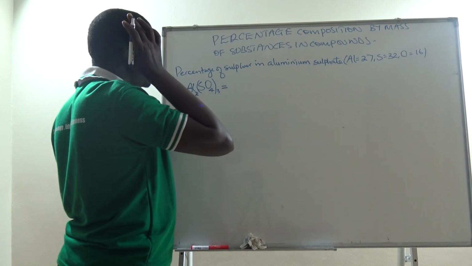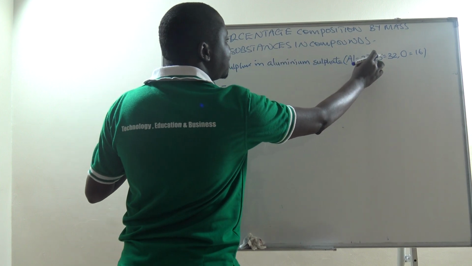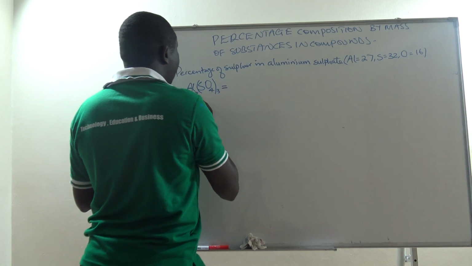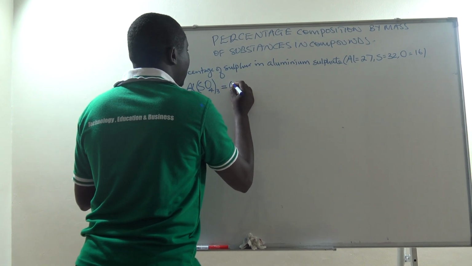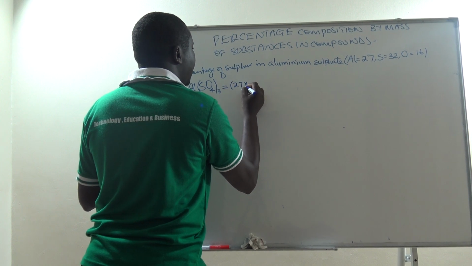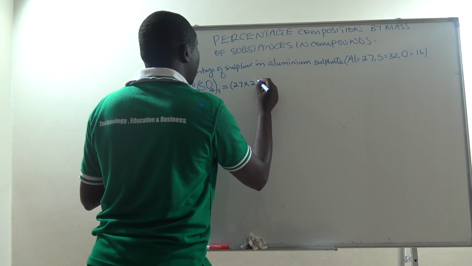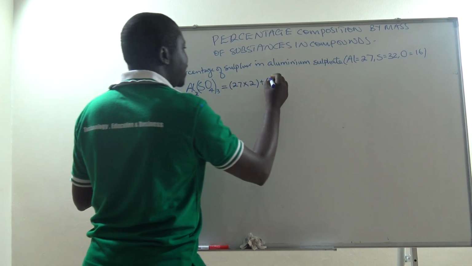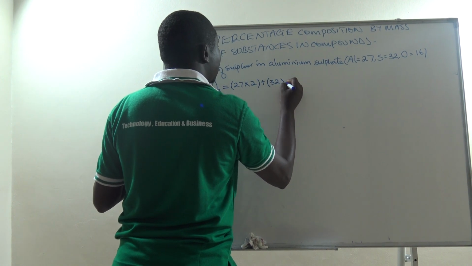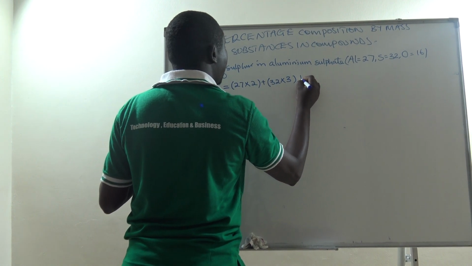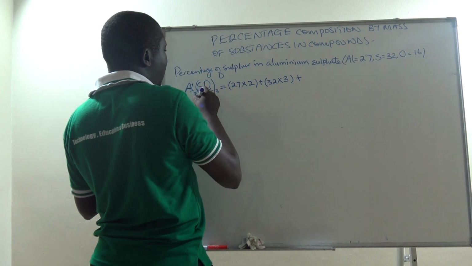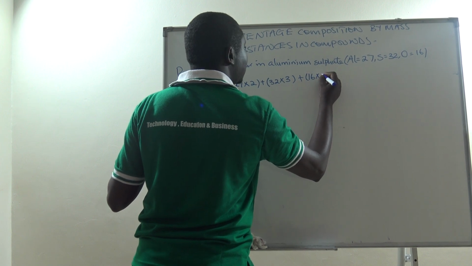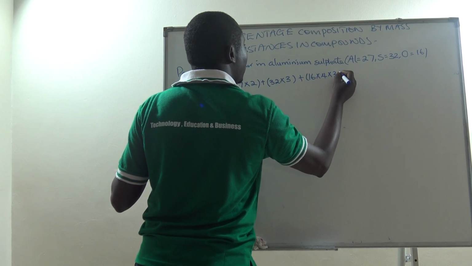Let us get now the mass of 1 mole of aluminium sulfate using the relative atomic masses of the component elements in aluminium sulfate. So there are 2 atoms of aluminium. It will be 27 times 2 plus, then sulfur, we have 3 atoms of sulfur. It will be 32 times 3 plus oxygen. We have these 4 atoms plus the 3 outside here. It will be 16 times 4 times 3.